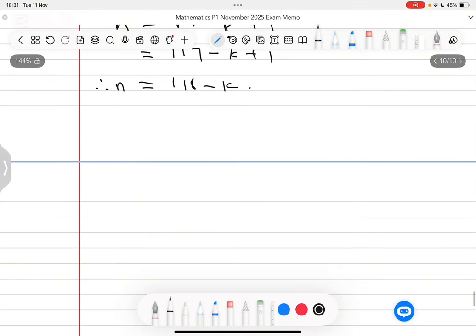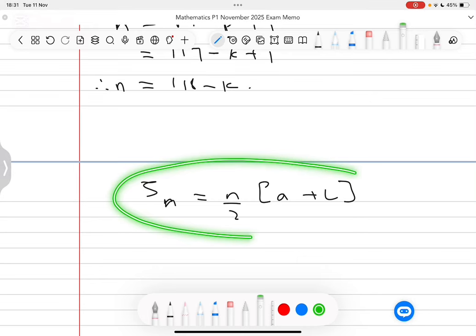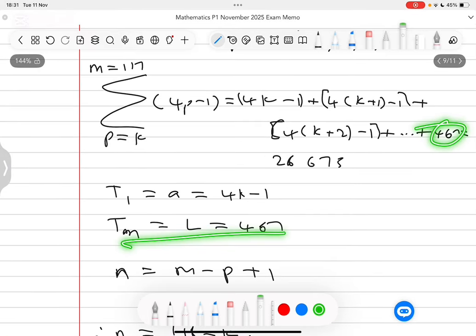value of k, because we are going to use the sum of a series to say Sn is equal to n over 2, and I'm going to say a plus the last term. Notice that I use this equation because I have my last term here. We've defined our last term. You can use the other equation, it will work out really well. The only difference is that it's going to be a bit long to work with that other one.